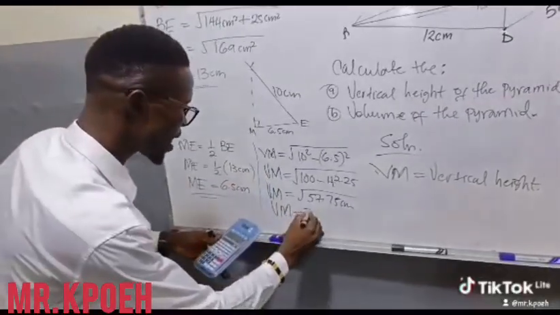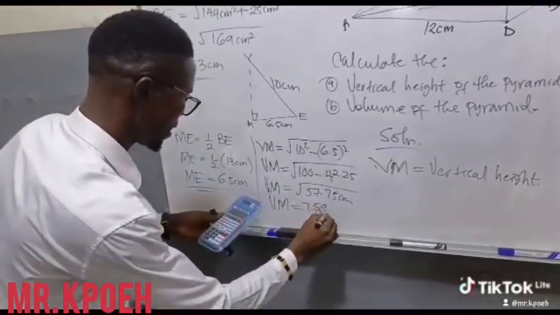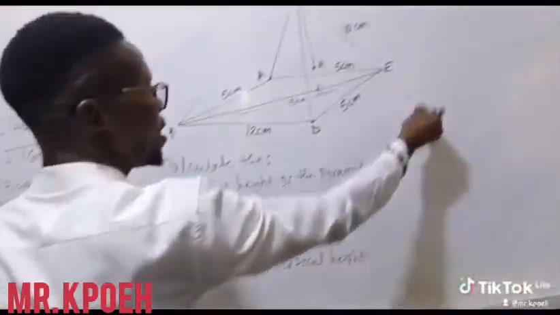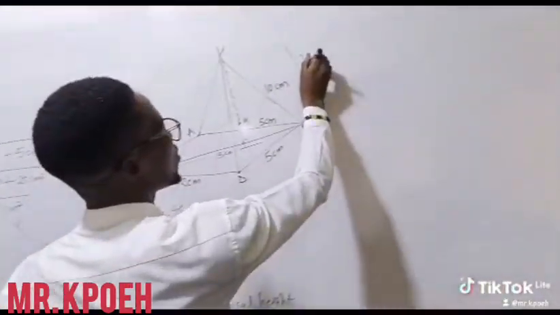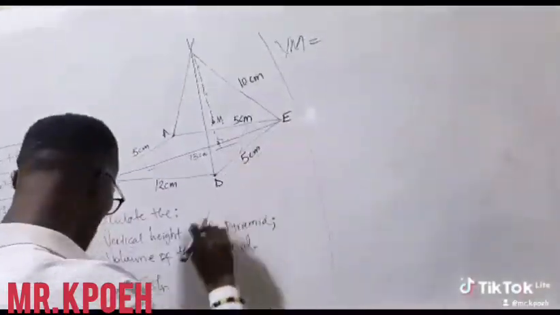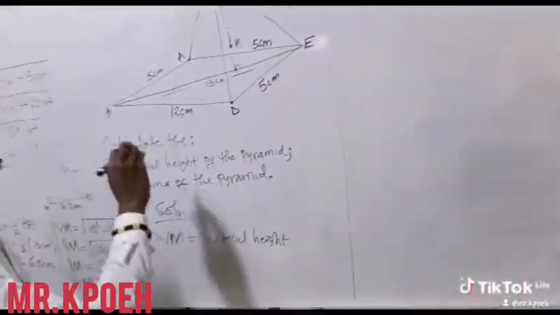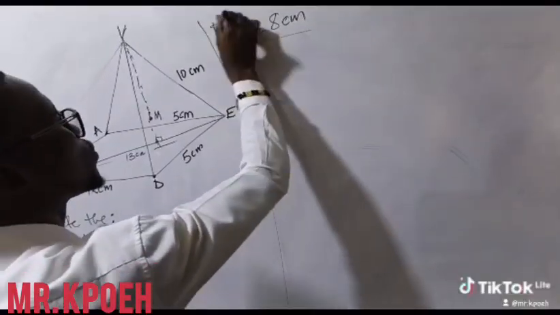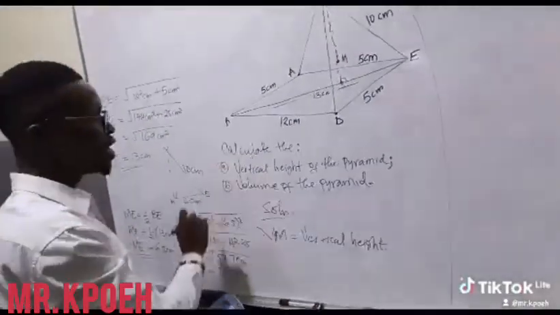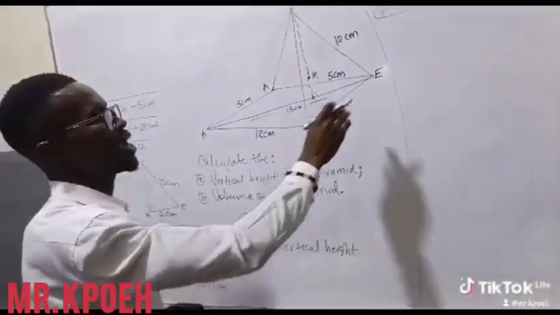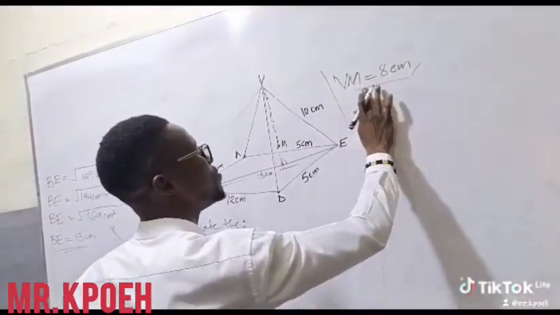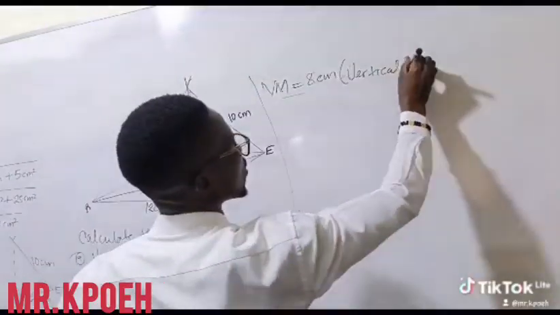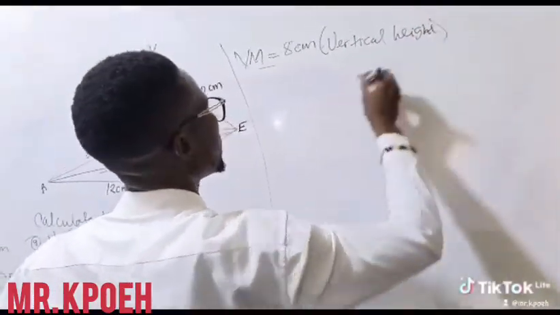The square root will be equal to 7.599 cm, which is approximately 8 cm here. So therefore, VM is equal to the vertical height. We have found the vertical height of this pyramid. So this is the vertical height.